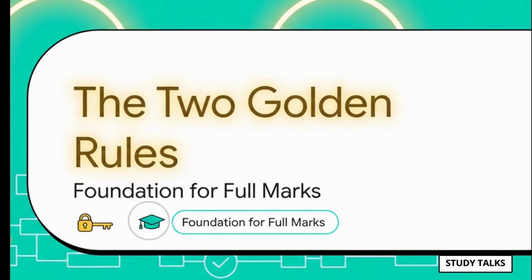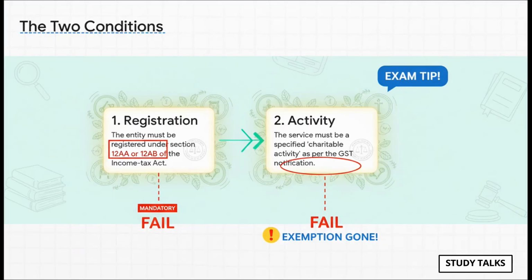Every single time you see the words charitable trust in a question, your brain needs to immediately run this 2-step check. And here they are. First, the trust absolutely has to be registered under Section 12AA or 12AB of the Income Tax Act. This part is completely non-negotiable.